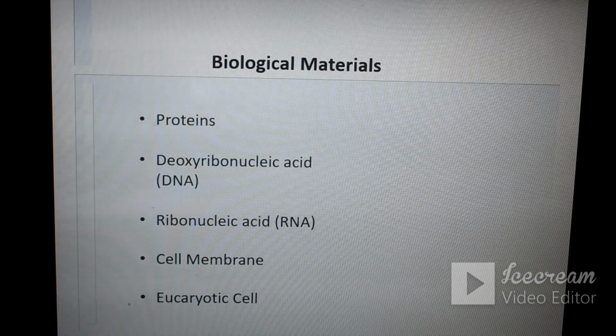So, referring to that, and also from the bioelectronics point of view, you are supposed to have at least some sort of basic knowledge of biological materials such as proteins, deoxyribonucleic acid DNA, ribonucleic acid RNA, cell membrane, eukaryotic cell, etc. These topics you may see in any modern biology book and have been kept reserved for your self-study.